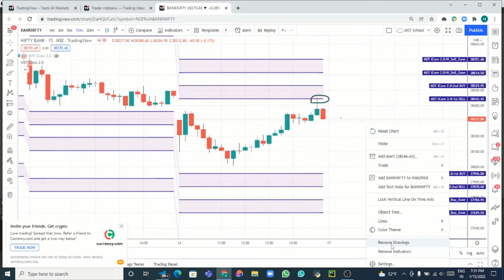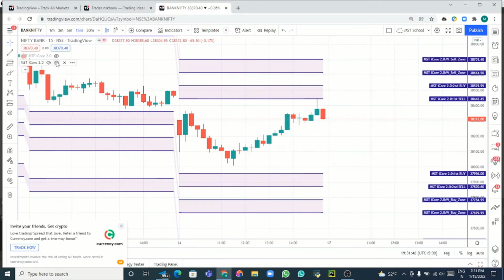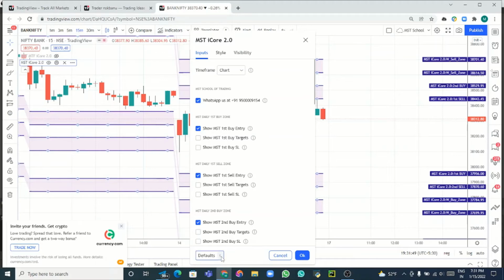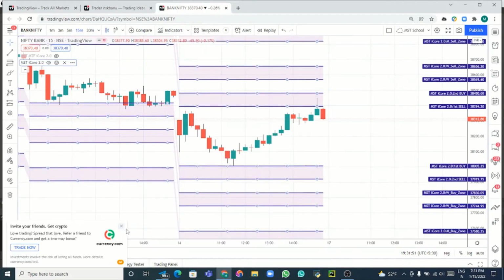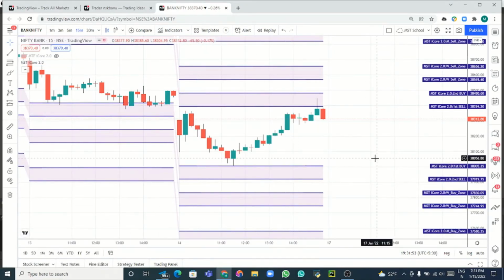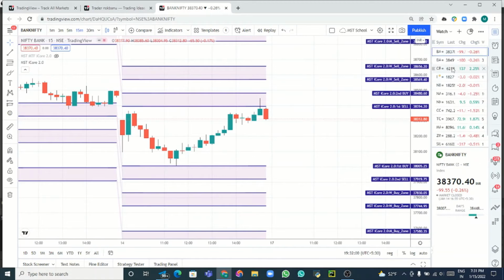If you don't understand anything, just keep it in default settings and trade. That's all. We have given many methods, so only for the people who understand, it will be helpful. If you don't understand, no issue. Please just keep in default settings and trade.